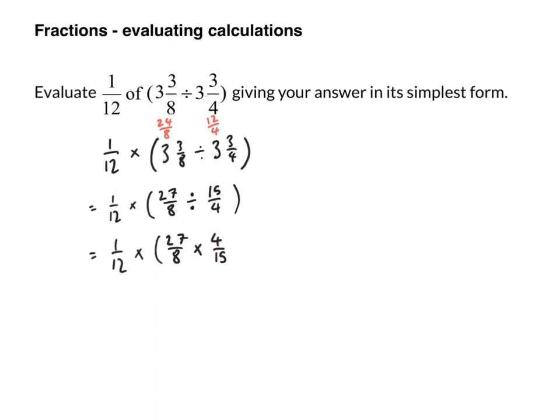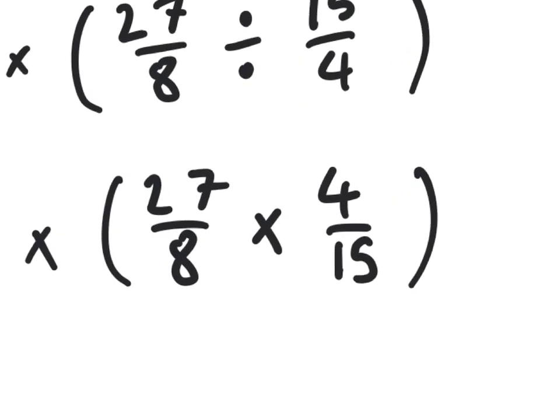Again, you should be comfortable with something like this. You know dividing by 2 wholes, i.e. dividing by 2, is the same as multiplying by 1/2. So multiplying by the reciprocal saves us having to divide by a fraction. So I've got 1/12 times. Now let's zoom in on this bracket.